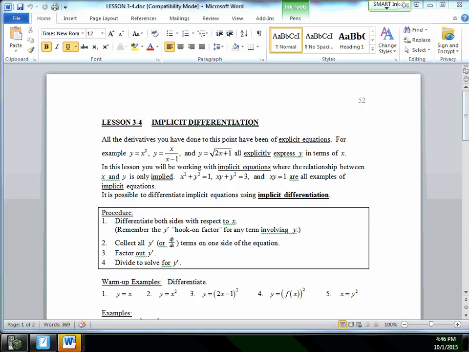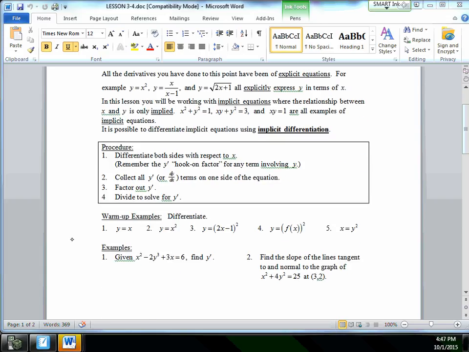So now we're going to be working with equations that are implicit equations, where x isn't all alone. For example, we have x squared plus y squared equals 1, or xy plus y squared equals 3. Last example, xy equals 1. So all of these are known as implicit equations. So in order to take the derivative of them, we need to know a method of how to do this. As long as you follow these steps, the derivative is pretty straightforward.